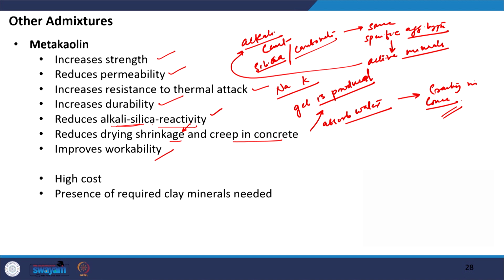Now, the problem related to metakaolin is that the cost is high, and we also need the presence of this special clay mineral or kaolinite for the production of metakaolin. So, in case we have a project site where we do not have the presence of such minerals, then it will not be very beneficial to transport metakaolin from some other location and use it as a replacement of cement.